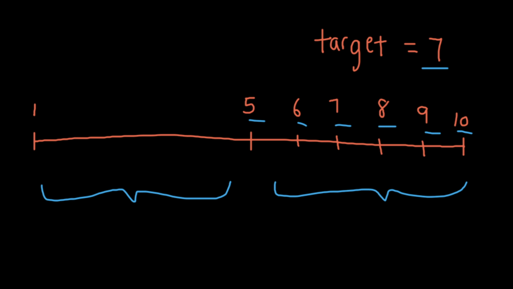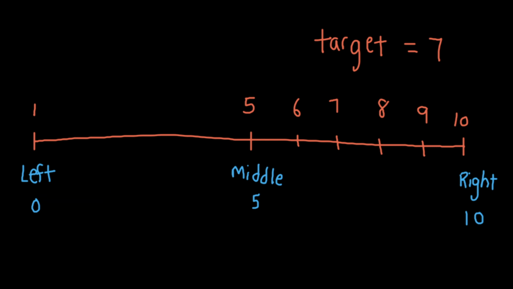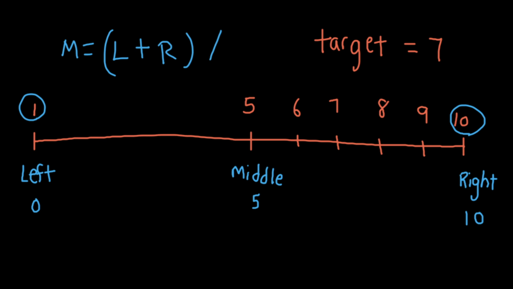So what happens next? What happens next is that, well, you need to figure out what the left side is, in this case 1. You need to figure out what the right side is, in this case 10. And then, because it's sorted, you care about the middle. How do you calculate the middle? The middle is always going to be basically left plus right, and half that, divided by 2, okay?